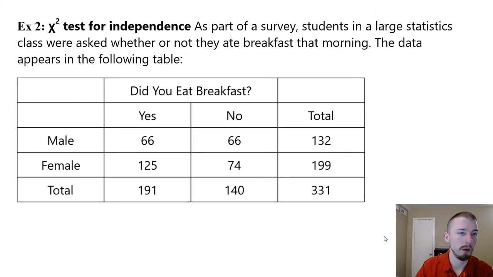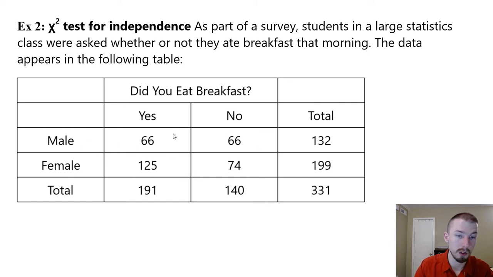Alrighty. So next one, chi-squared test for independence. As part of a survey, students in a stats class were asked whether or not they ate breakfast that morning. The data appears in the following. So this is a test for independence because it's from one sample of one group in a contingency table across there. So you fit across 2 categories, whether or not you ate breakfast, yes or no, and male or female.